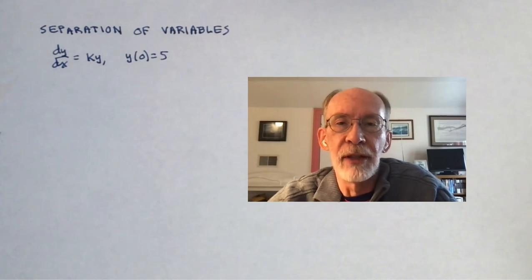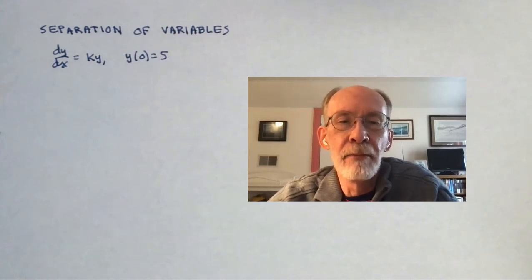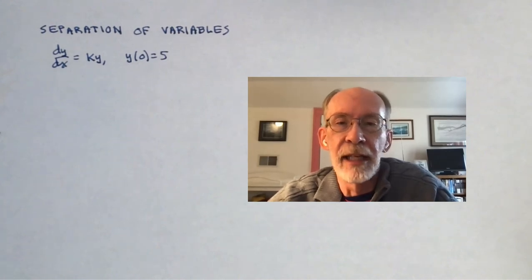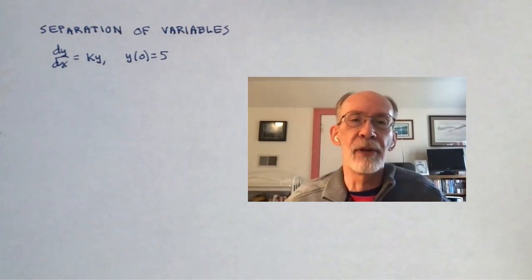We have in front of us a very famous differential equation, dy/dx equals ky, in which the rate of change of some quantity y is directly proportional to the magnitude of y. And we have additionally an initial condition that y of 0 equals 5.